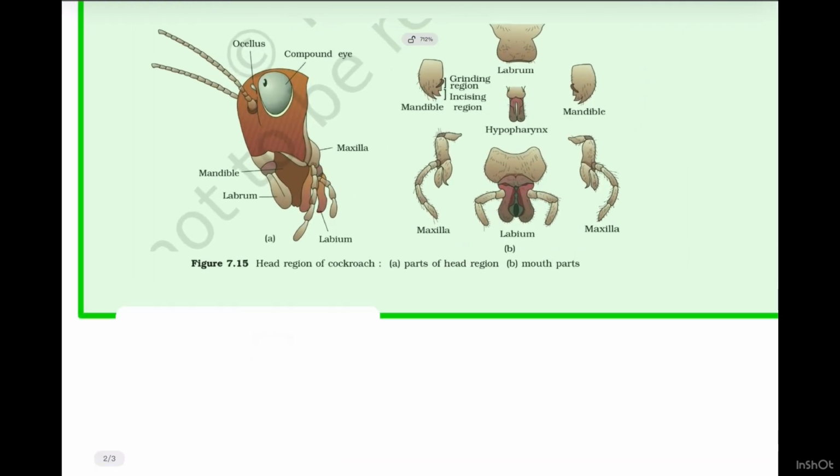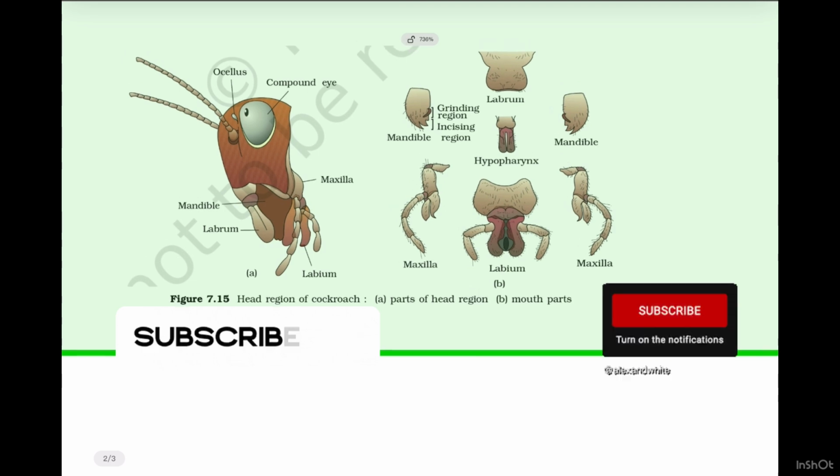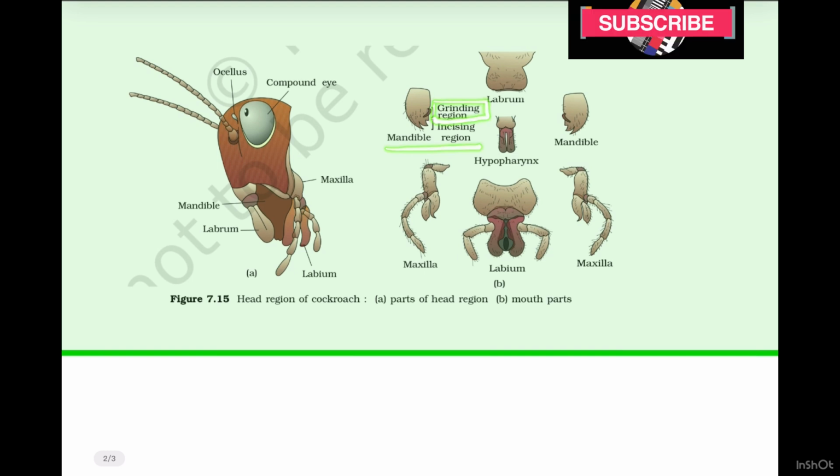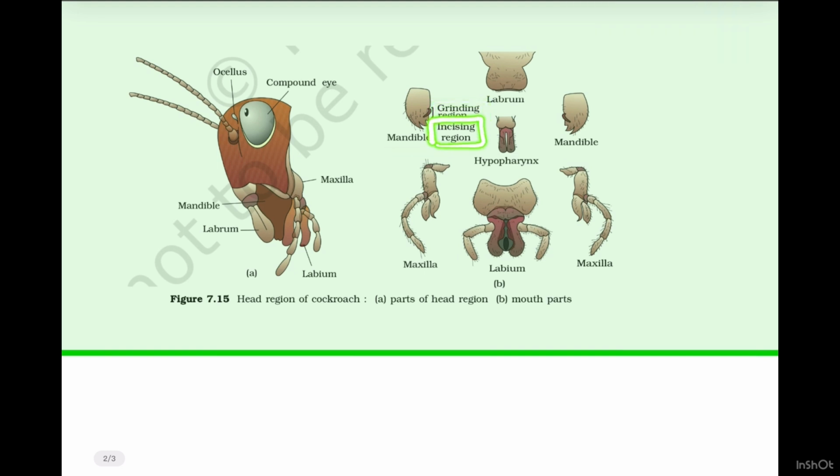Now let us see the mouth parts. This is the labrum, and a pair of mandibles can be seen here. When studying mandibles, the upper portion is for grinding, and the lower portion is for incision, meaning cutting. Mandibles help here. The labium is the lower lip. The maxillae are a pair, and the maxillary palps are sensory. The medial lobe-like structure at the center is called the hypopharynx, which acts like a tongue.